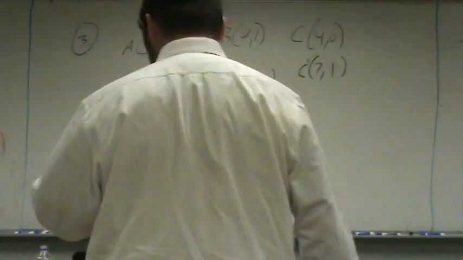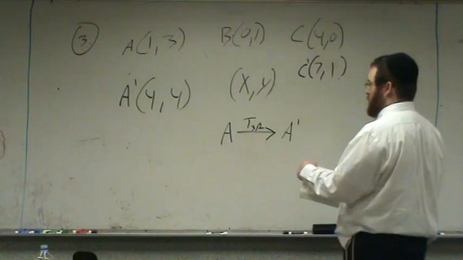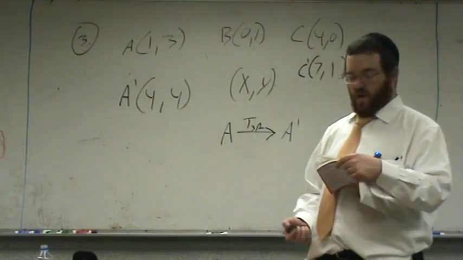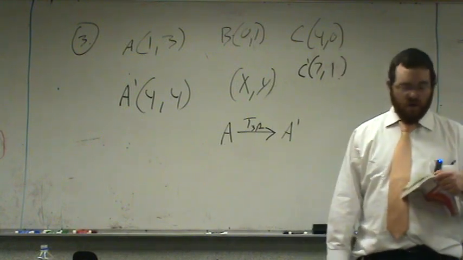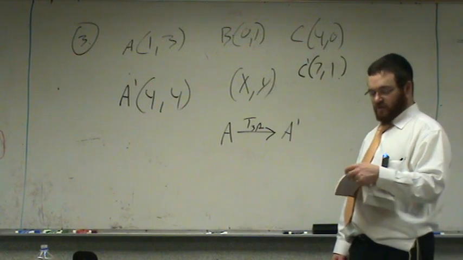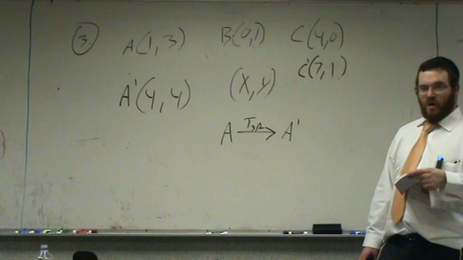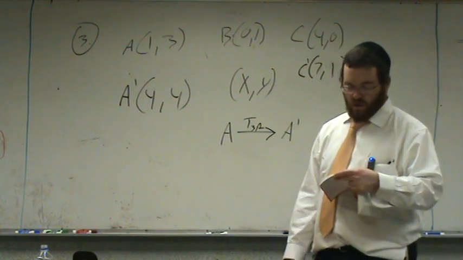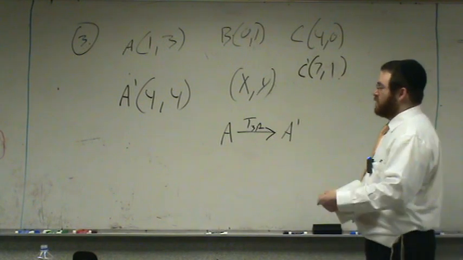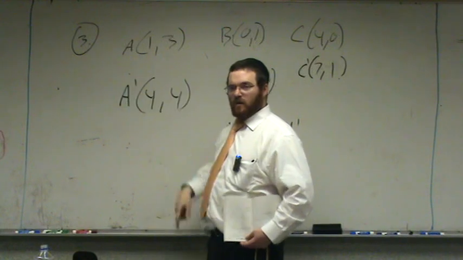Question 3. Triangle ABC has vertices. A is at point 1, 3. That means x is 1, y is 3. B is at point 0, 1. And C is at point 4, 0. Under a certain translation, A1, the image of point A, is located at point 4, 4. So what happened to point A when it moved from A to A1?